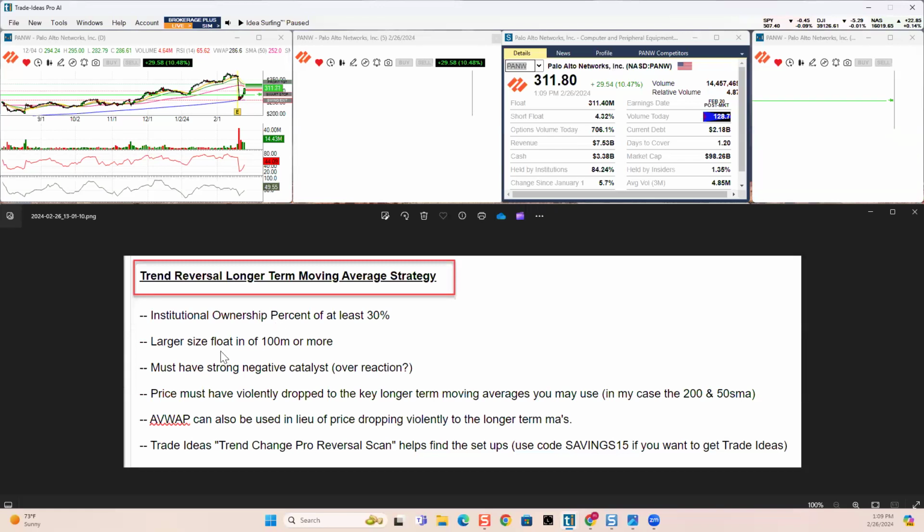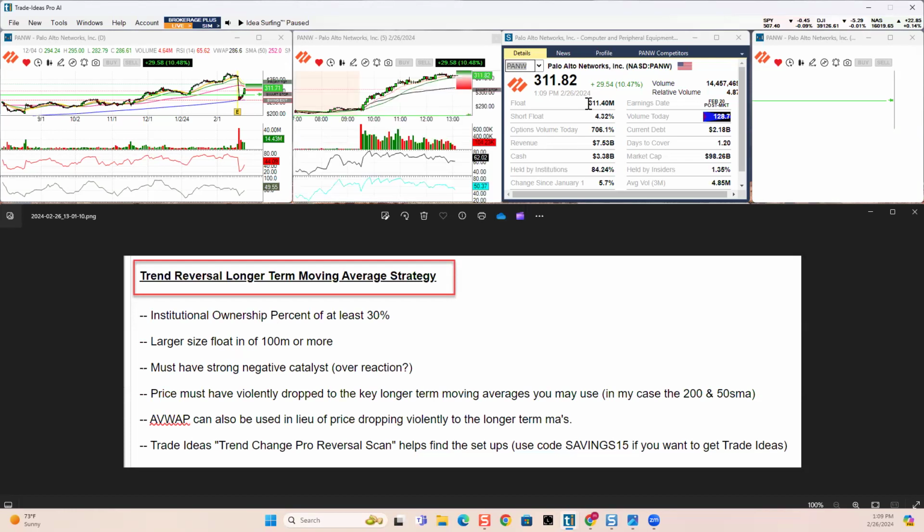I'm also looking for a larger float, in excess of 100 million or more. So I would go to the float section. Is it over 100 million? I look at Palo Alto. Yes, it is 300 million. So it checks that box.